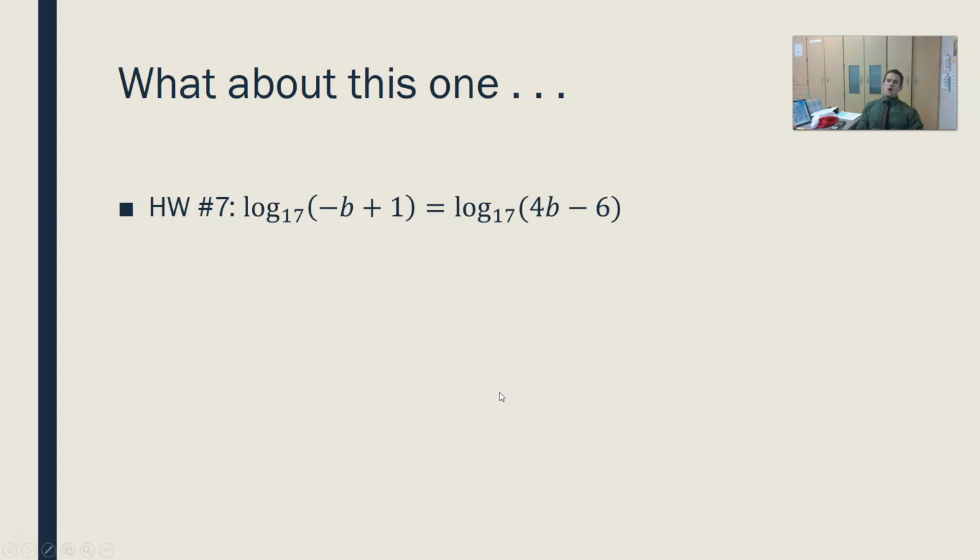Okay, one last example I'm going to show you. This is actually an example on your homework. So what about this one? I have log base 17 of negative b plus 1 equals log base 17 of 4b minus 6. So in order to solve this, again, the logarithm bases are the same on both sides, so I can just set negative b plus 1 equal to 4b minus 6.